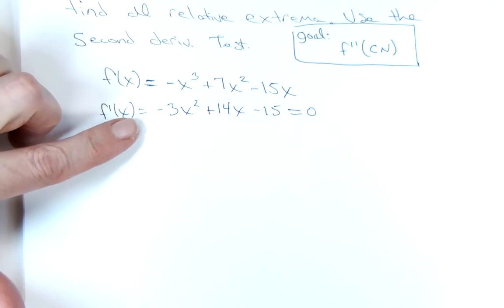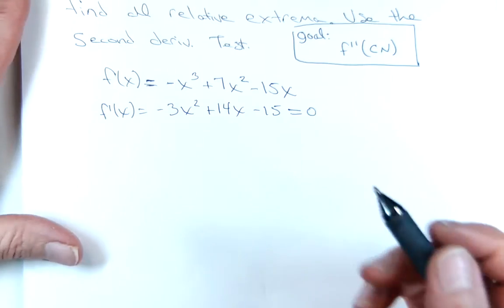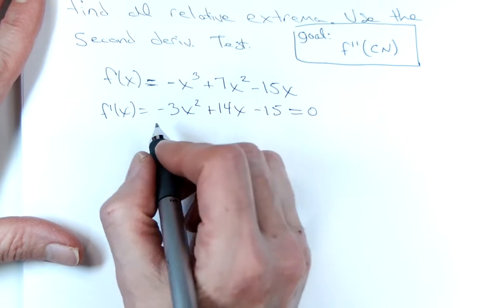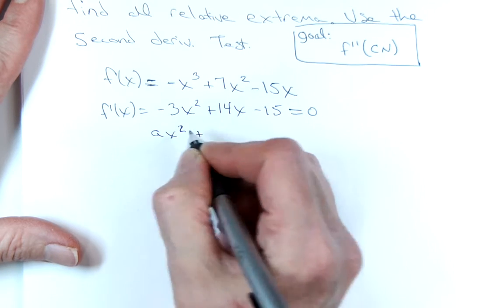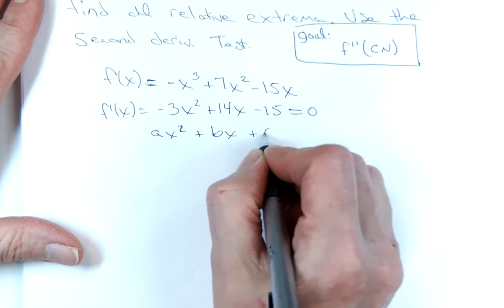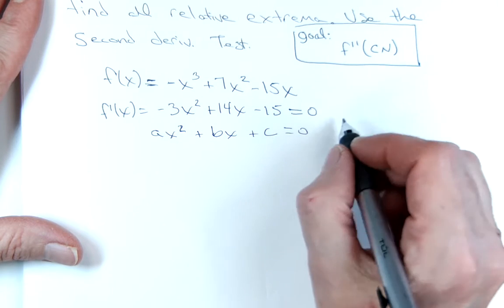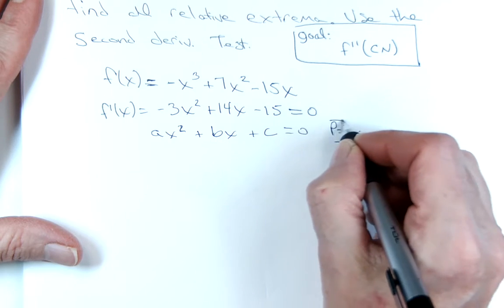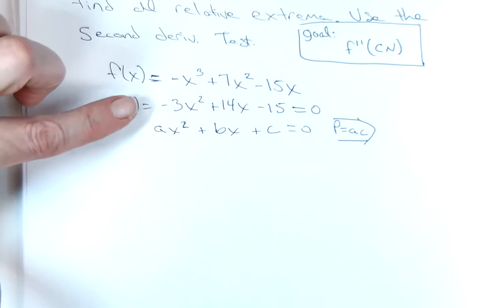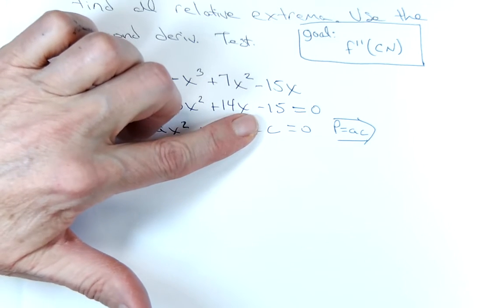And there's no greatest common factor, so we need to factor this. And I'm going to use the master product method. So to do that, consider ax squared plus bx plus c, which is a form of a quadratic. I'll write equals 0. And I want to multiply a times c and get that product. So the product p is equal to a times c, the coefficient of the first term times the constant term.